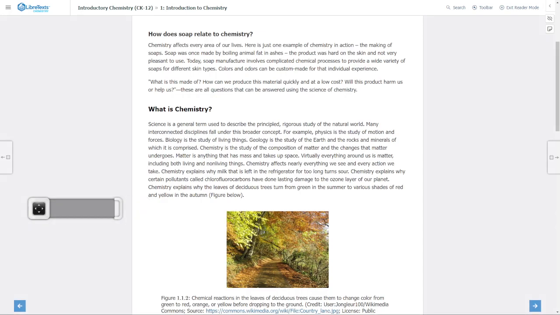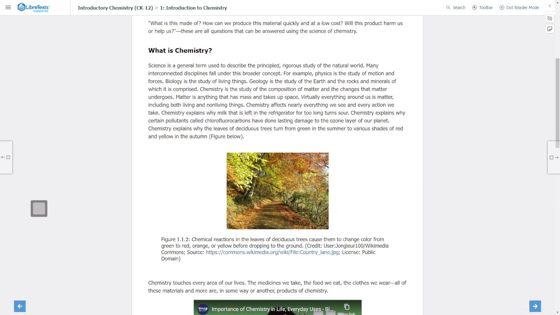So it goes in a little more depth here under what is chemistry. General term used to describe the principled rigorous study of the natural world. So there's a lot of different types of science. Like, you have likely taken biology by this point. Maybe had a little bit of geology. But obviously we're going to be focusing on chemistry and chemistry mindset.